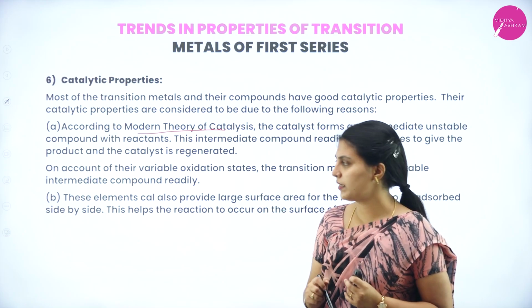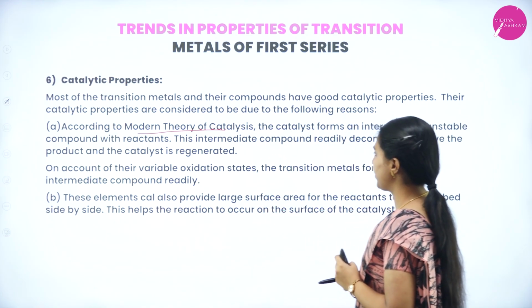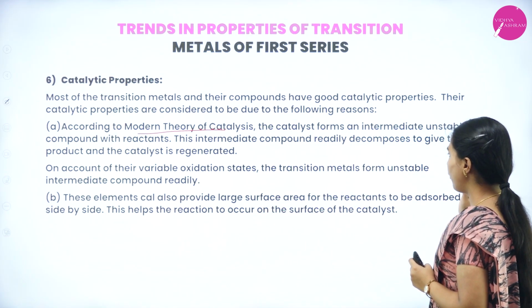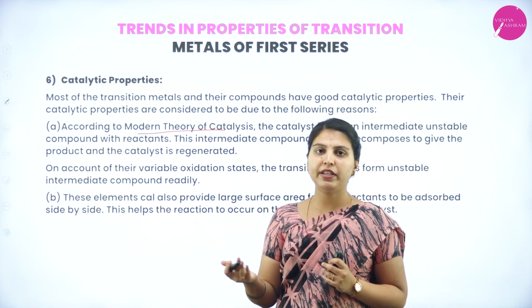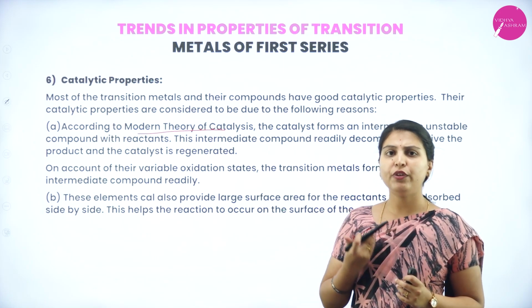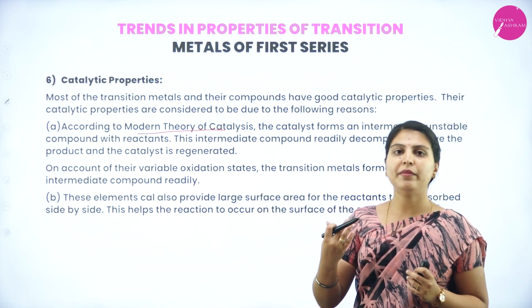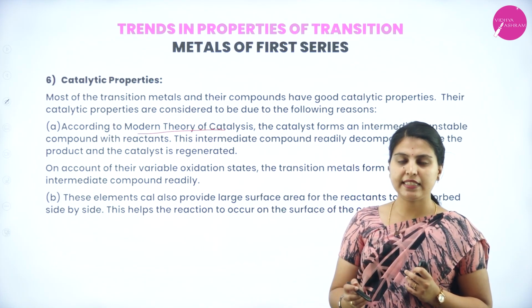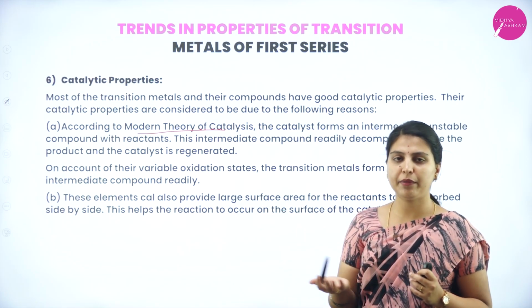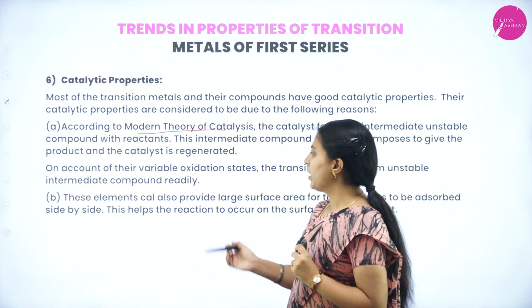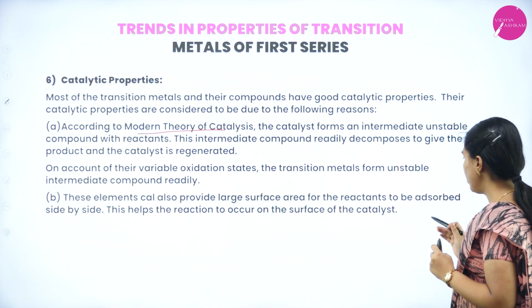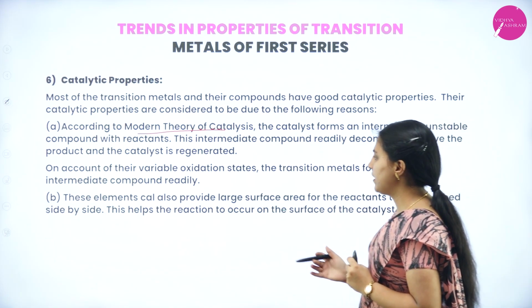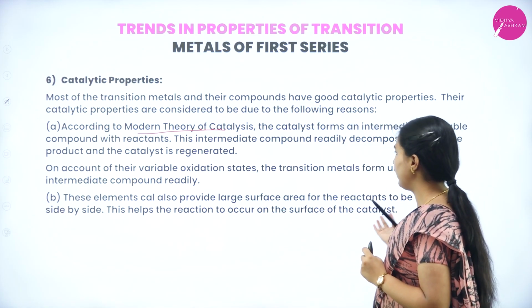On account of their variable oxidation states, the transition metals form unstable intermediate compounds readily. Due to the d block having variable oxidation states, it will carry the unstable intermediate state very easily, so it will have a catalytic property in a good manner. These elements can also provide large surface area for the reactants to be adsorbed side by side. This helps the reaction to occur on the surface of the catalyst.